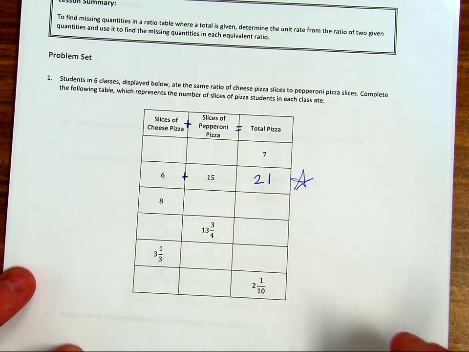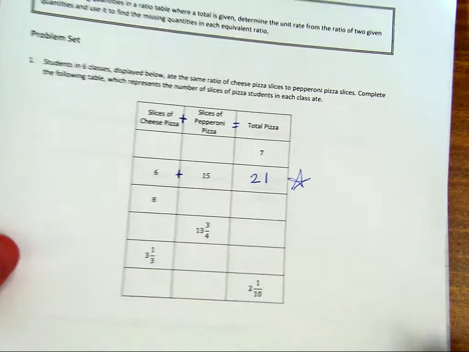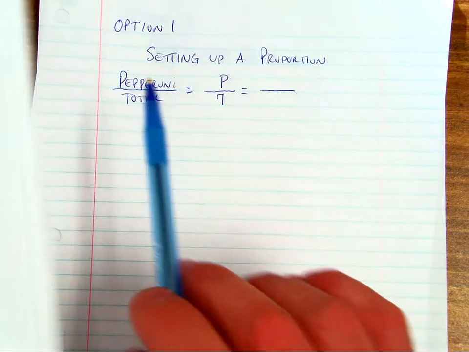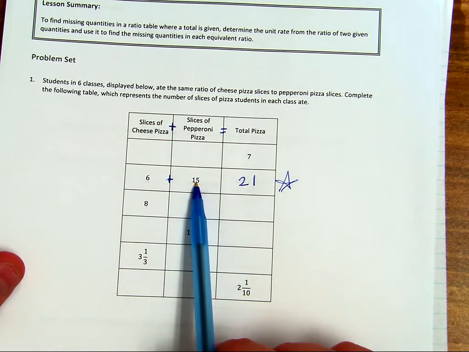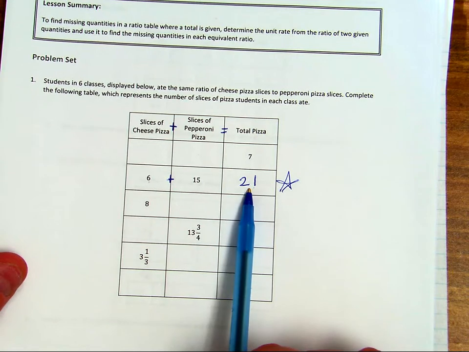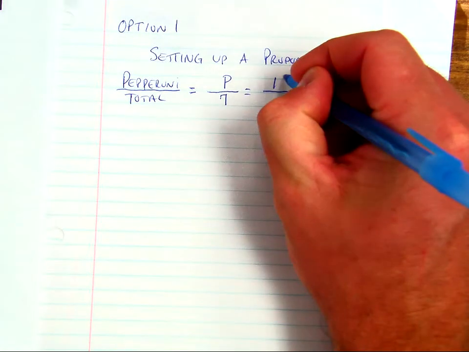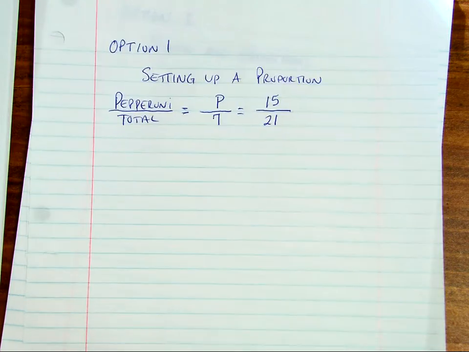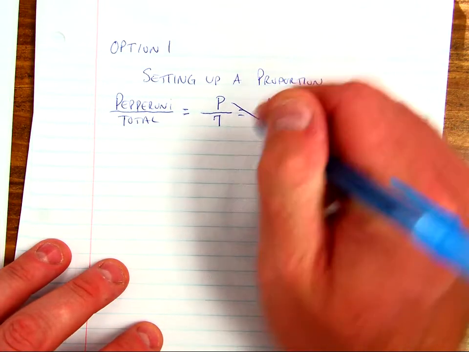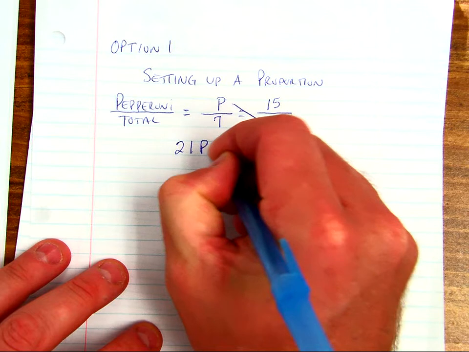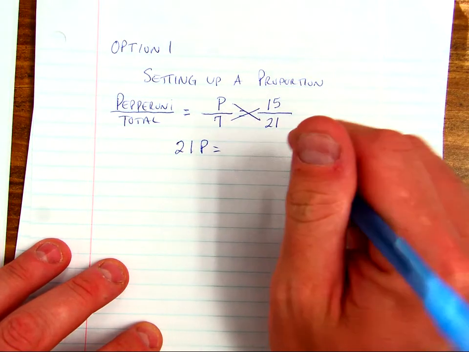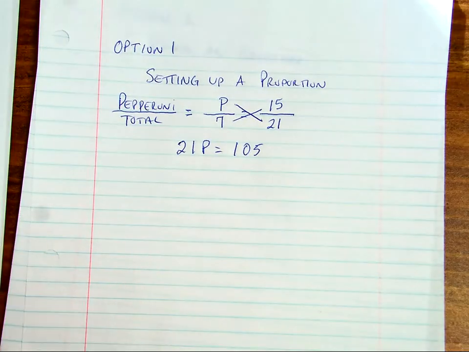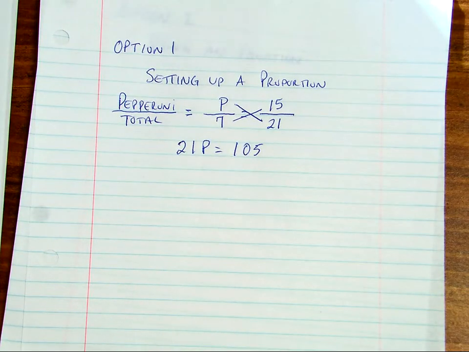The values that I will use will be the same as my ratio that I've written down, pepperoni to total. So I will write down pepperoni to total. And now I will cross multiply. That's how you solve all proportions, by cross multiplying. And we get 105 equals 21p.